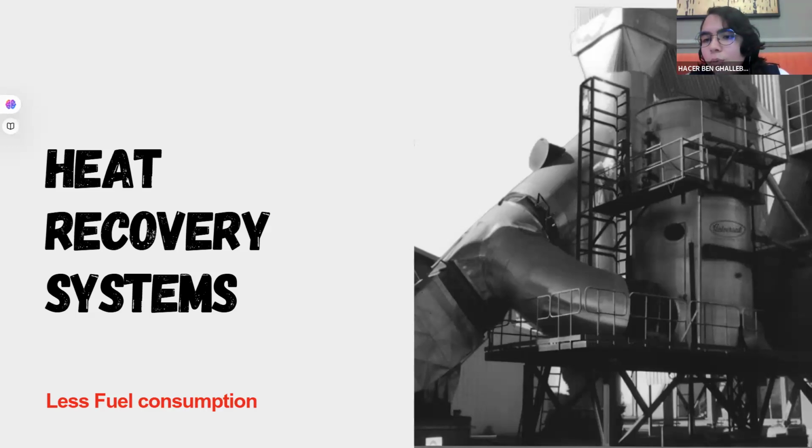You have the choice of where you want to reuse this waste heat. You can use it for heating your factory, for cleaning, or whenever you want. By recovering this waste heat, you are consuming less and less fuel over a long time.